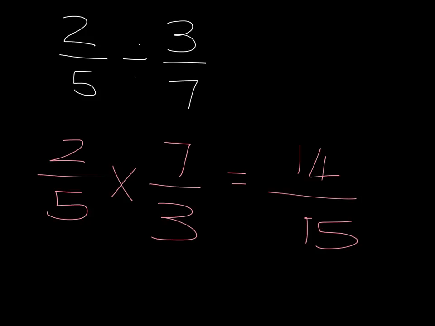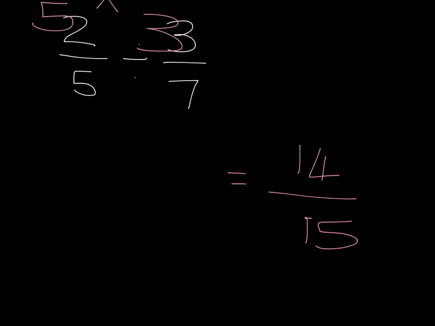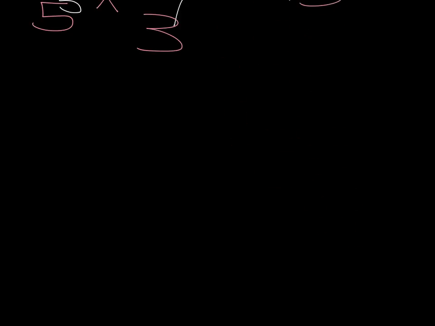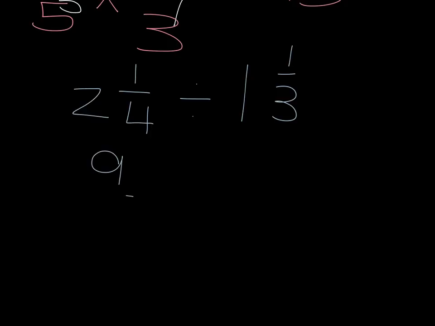Okay, let's do another example where we will include mixed fractions. So let's look here. Let's do 2 1/4 divided by 1 1/3. So the first thing we do, change it to improper fractions. So 2 times 4 is 8, plus 1 is 9/4 divided by 1 times 3 is 3, plus 1 is 4/3.